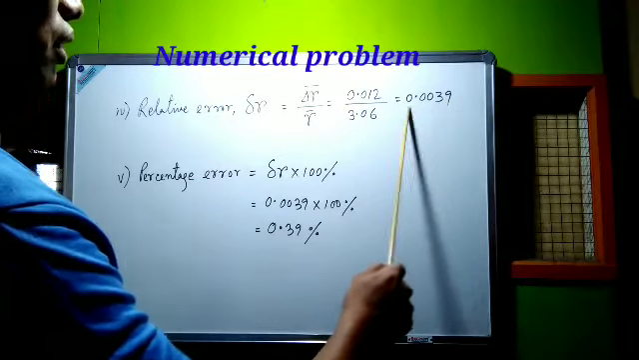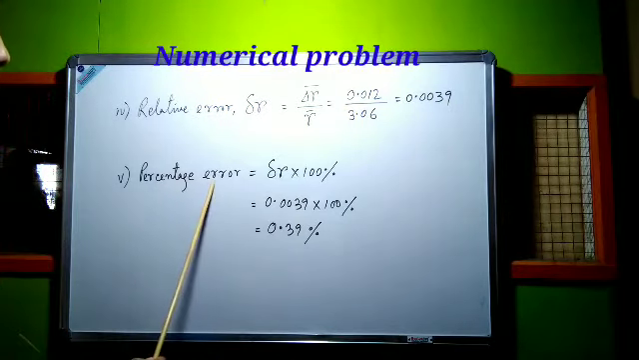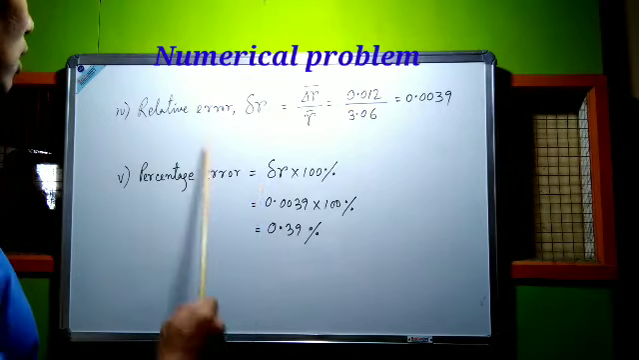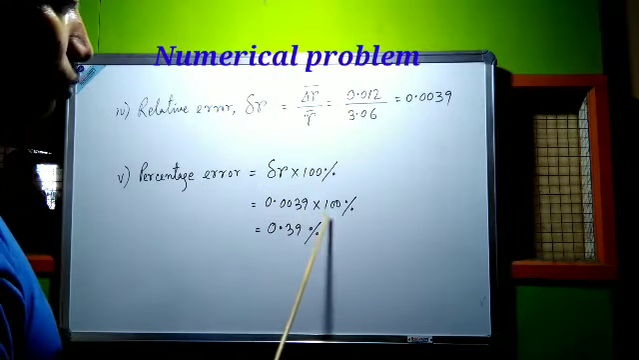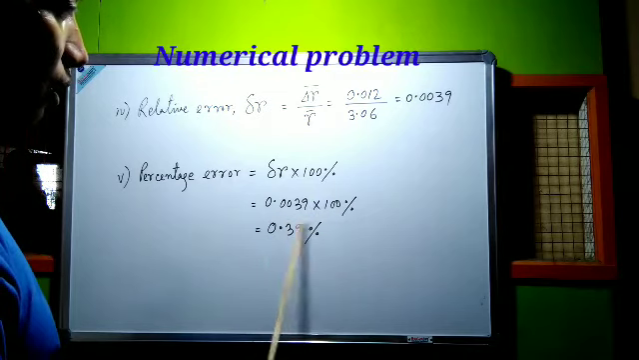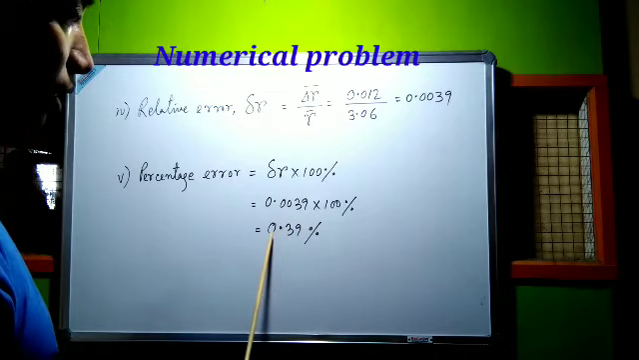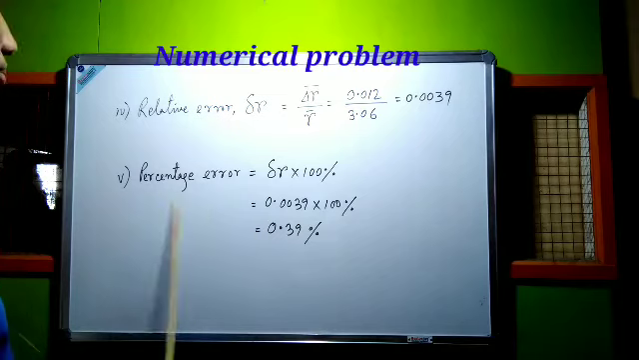Then number 5, the percentage error. The percentage error is the relative error multiplied by 100. So 0.0039 into 100% gives 0.39%. So this is the percentage error.